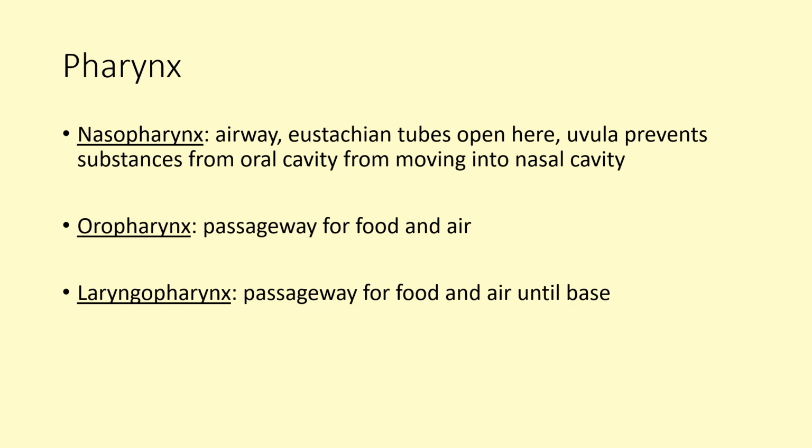And the back fork is going to go down the esophagus. That's where the food and drink are going to go. And the front fork is going to go down into the trachea. That's going to carry the air to the lungs.